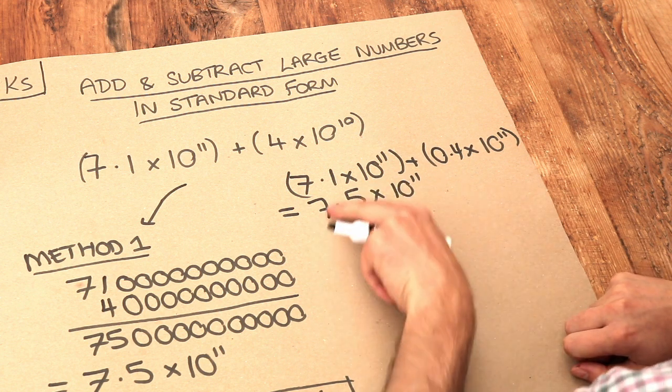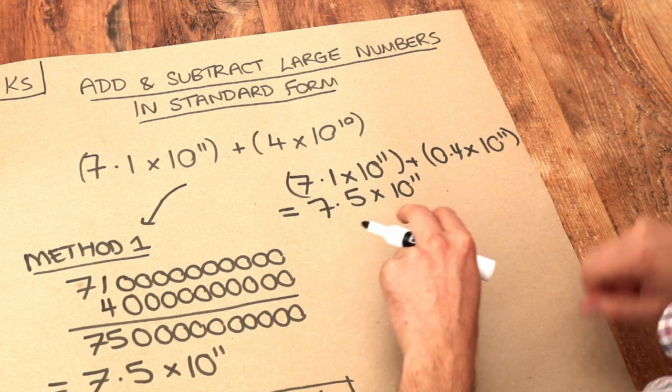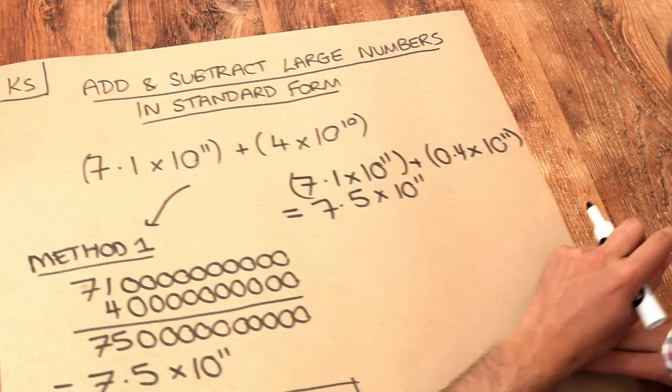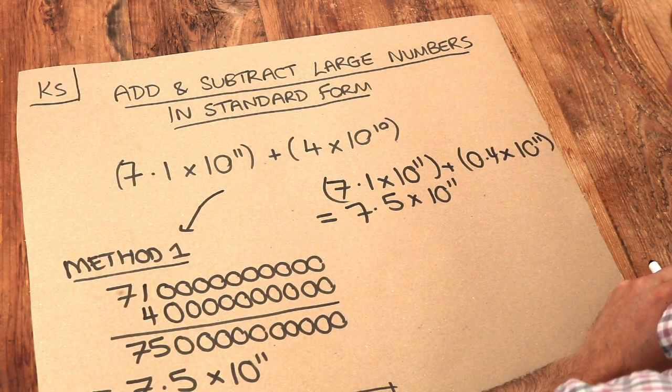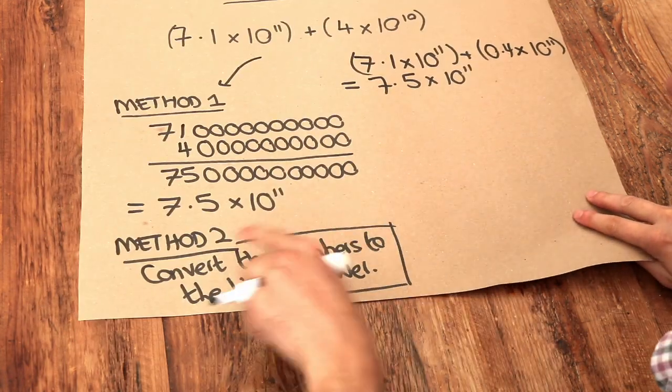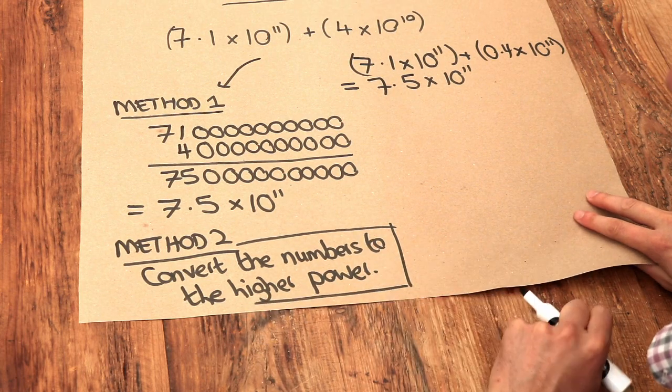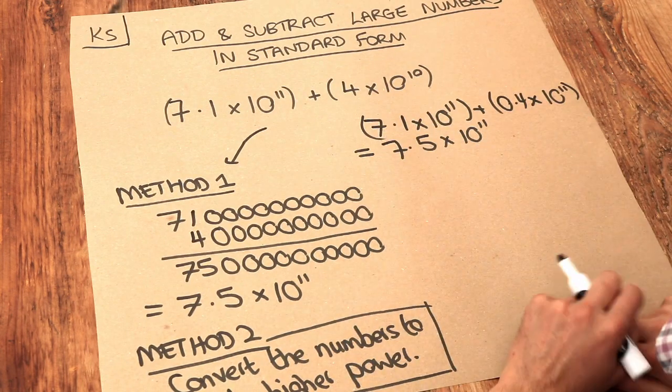And you can see we have a number that's correctly in standard form, and we didn't have to convert either of these numbers to normal numbers first. So just to reiterate, you convert the numbers to the higher power first, and then you can add these numbers together.